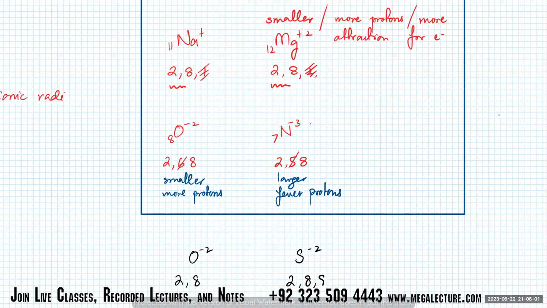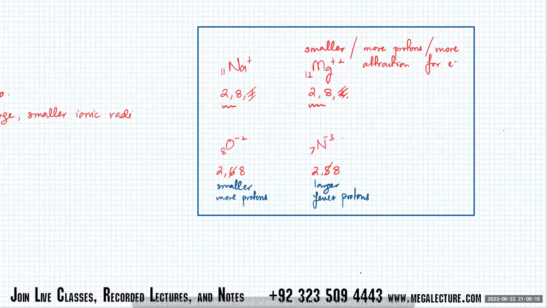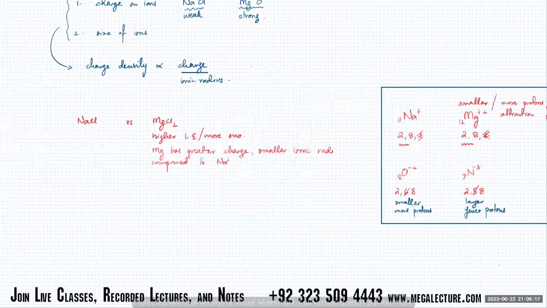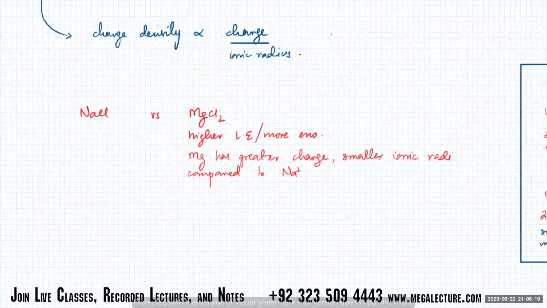So this is the obvious case. You can just figure it out by writing the electronic configuration. The one that has more shells is obviously the bigger one. But remember, just a quick revision, how do you figure out which ion is bigger and which one is smaller? Coming back to this.